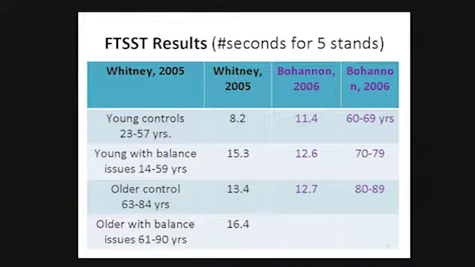On the right side of the slide, Bohannon came up with some norms, but he only did people in their 60s, 70s, and 80s. So how fast could they do the 5 times sit to stand? In their 60s, 11.4 seconds, 70s, 12.6 seconds, 80s, 12.7 seconds.